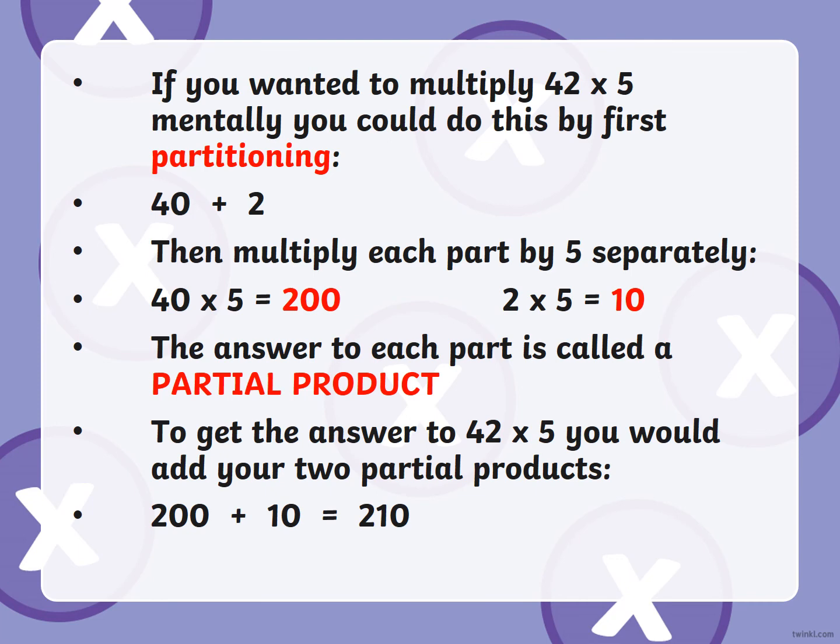To get the answer to 42 times 5, you would just add your two partial products together. So we would add 200, add 10, and it would give us 210.